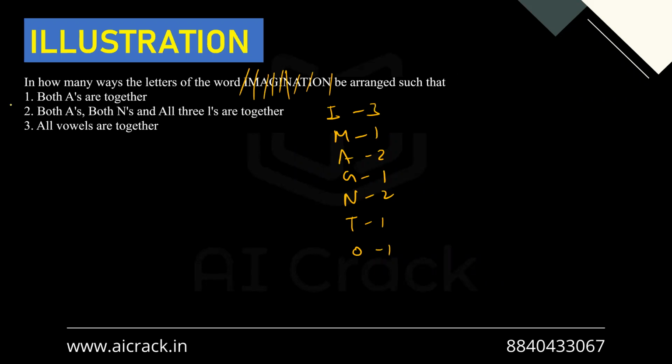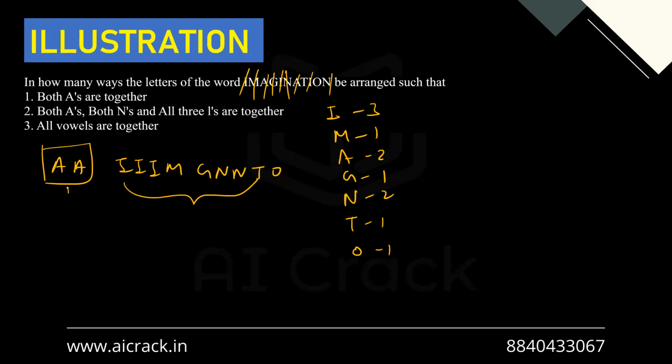Now the first question is both A's are together. So let's write AA, and the remaining letters would be I, M, G, N, N, T, O, right? So this is one packet and all the remaining letters are actually free. So they are all single entities and this AA is one single entity. So we have 9 letters over here and this is one. So basically we have 10 overall entities. So we can arrange them in 10 factorial ways.